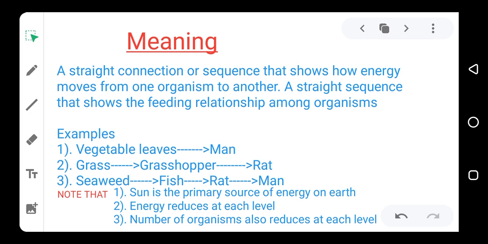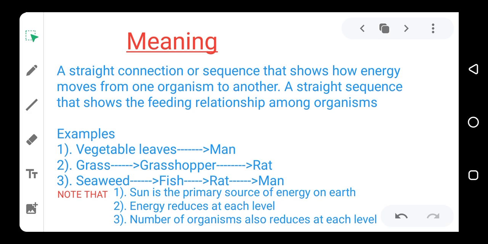In the first example, we have just one producer and one consumer. In the second example, we have one producer and two consumers. So energy is moving from the grass to the grasshopper to the rat. This food chain occurs in every ecosystem, whether it is a land ecosystem or a water ecosystem.